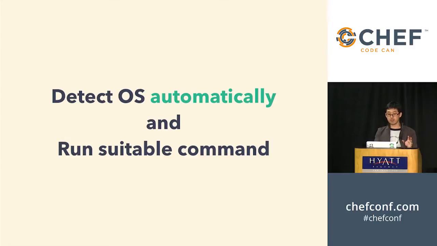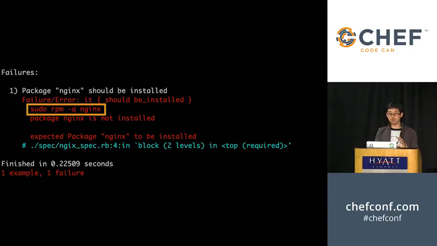And I said Serverspec runs commands, but commands are different among each OS distribution. So Serverspec detects the OS on the target machine automatically and runs the suitable command. This is the test result by Serverspec, checking whether the nginx package is installed or not. That fails. See the line surrounded by the orange line. This is the command that Serverspec ran. This test ran on Red Hat-based Linux and uses the rpm command to check the package installed.